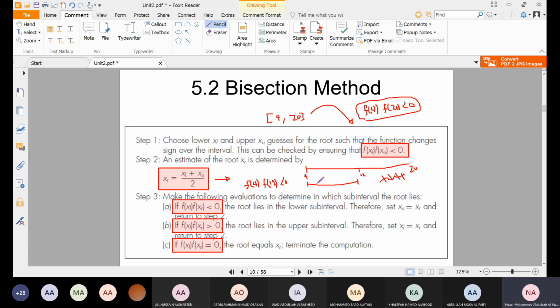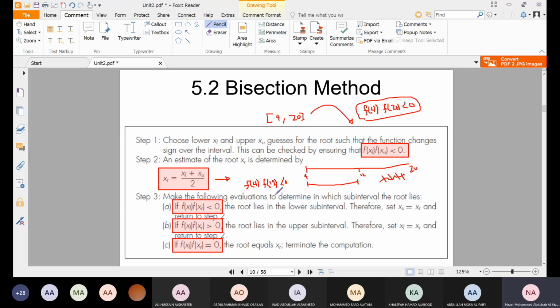After that, I will rewrite my new interval, which now becomes from 4 to 12. I will compute the midpoint again. And after that, I will evaluate the function at the lower bound with the new midpoint. I will check this condition.